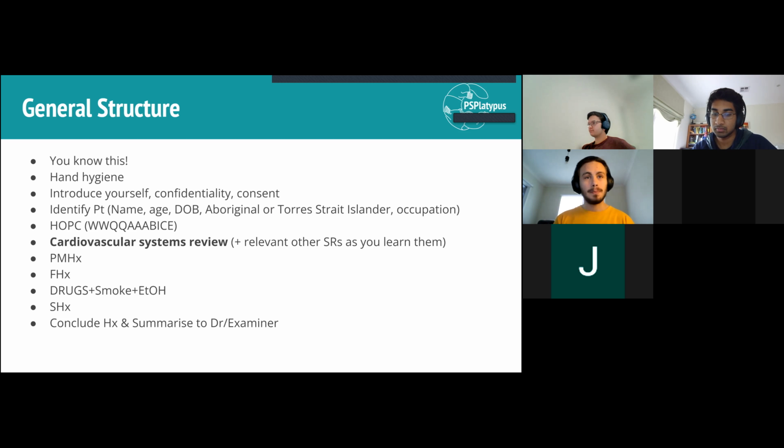All right, then you go through your HOPC, your history of presenting complaint, and that's all our WWQQ, aggravating, alleviating, and associated symptoms, and then beliefs, impact, concerns, expectations, all of that good stuff. And then once we've finished BICE, we generally progress on to systems review.